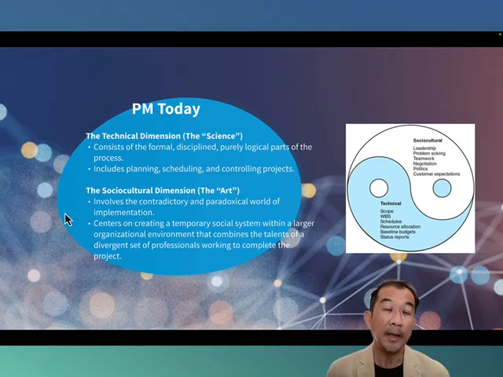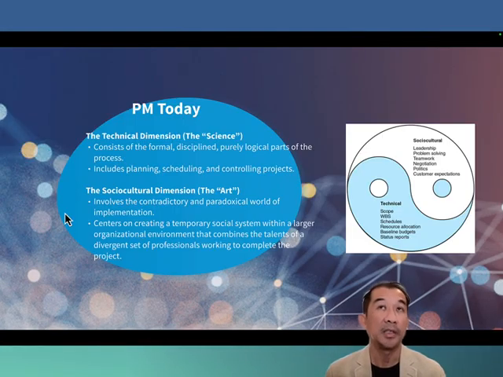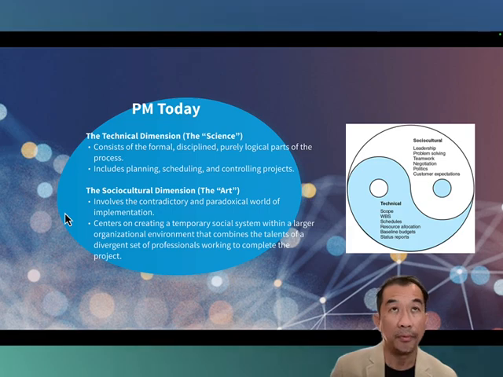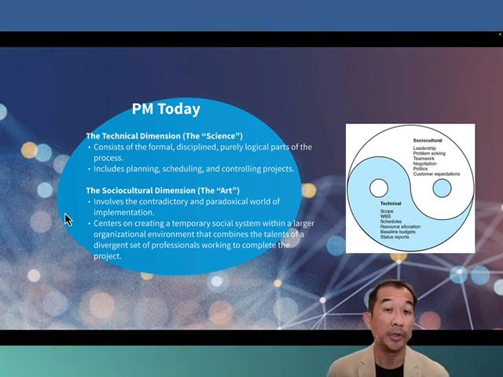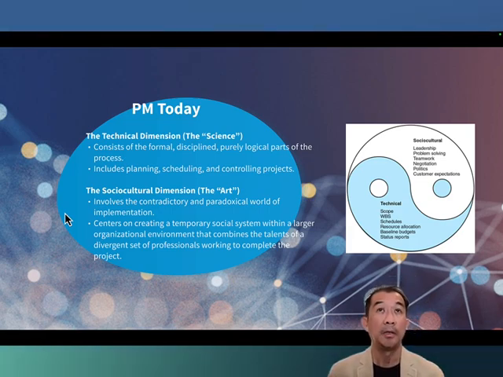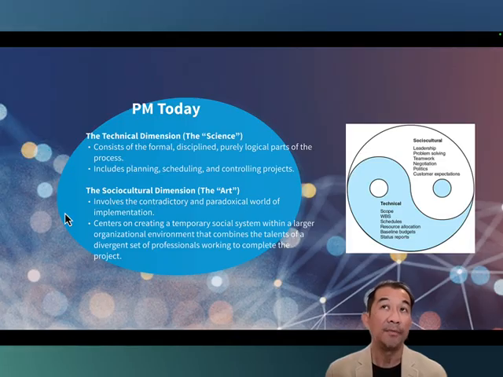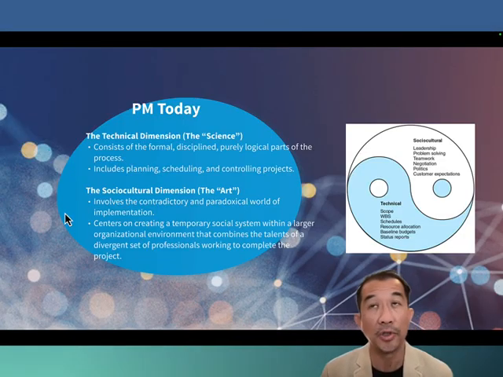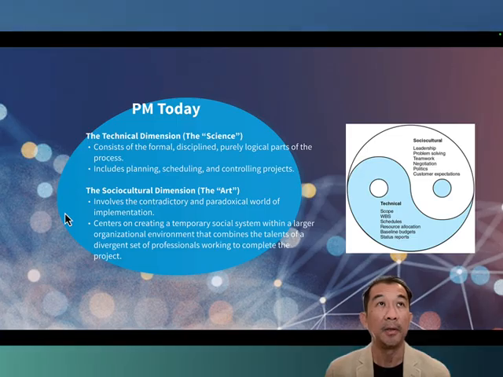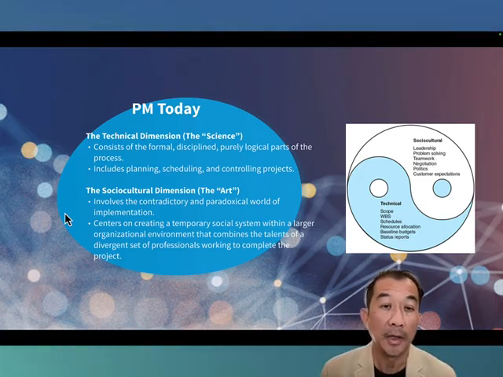So combining that to be successful requires that both approaches, both dimensions, are continuously developed, both as an individual to be a project manager, but also within the project team and the organization as a whole.